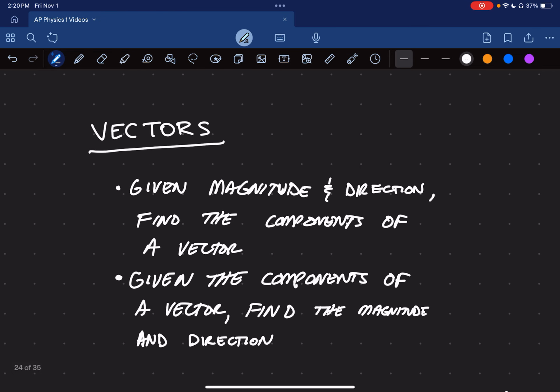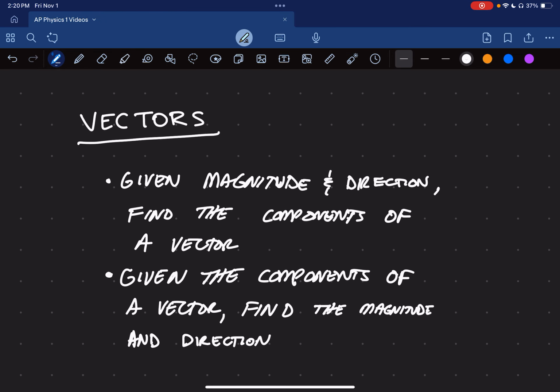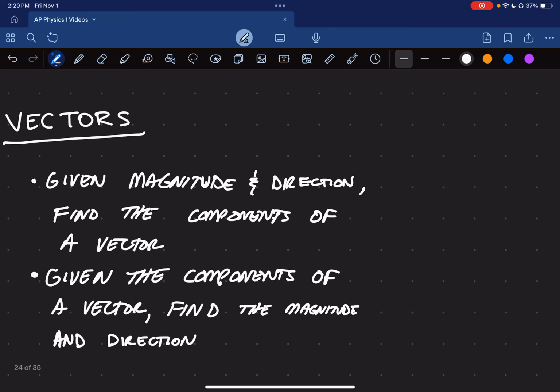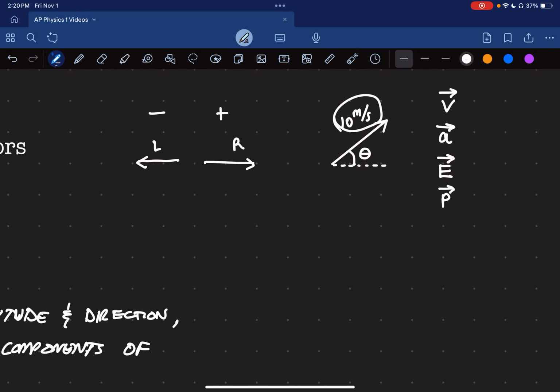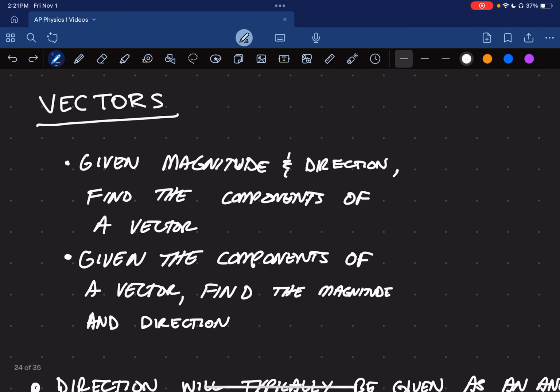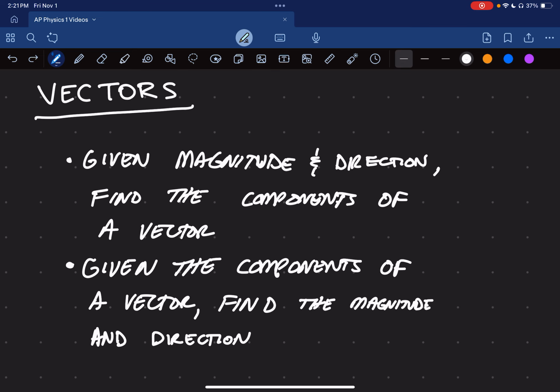So this is our goal in this lesson. Given the magnitude and direction, we find the components of the vector. Magnitude is what this is, and of course the direction is going to be the angle. We typically draw the vector proportional with this number, so this is 10, and something that's 20 would be twice as long. We don't strictly always do that, but that's the idea. And given the components of a vector, we want to get the magnitude and direction.